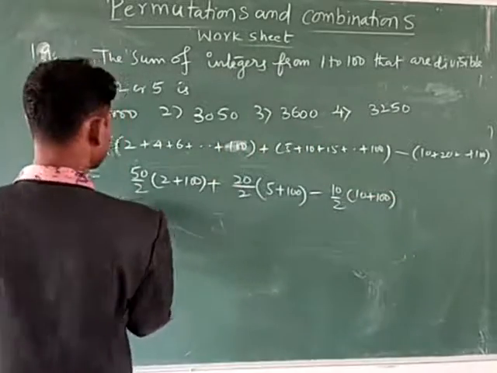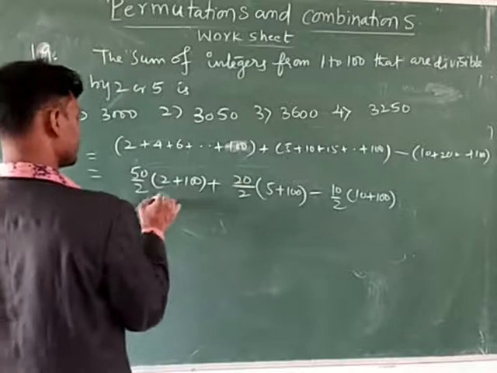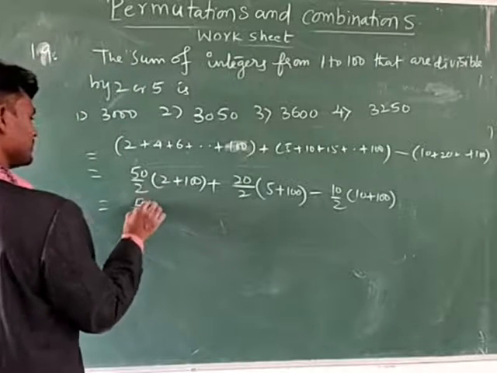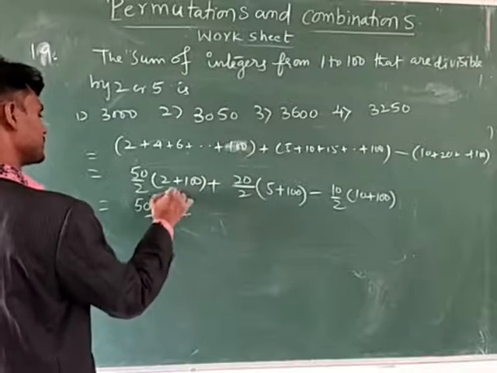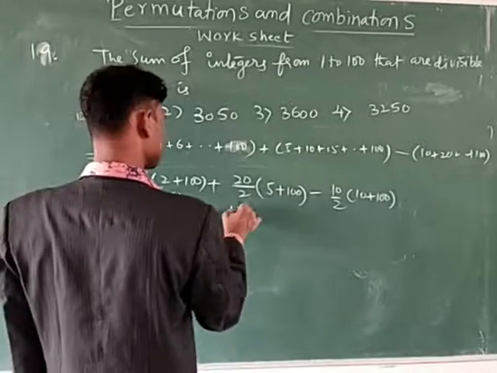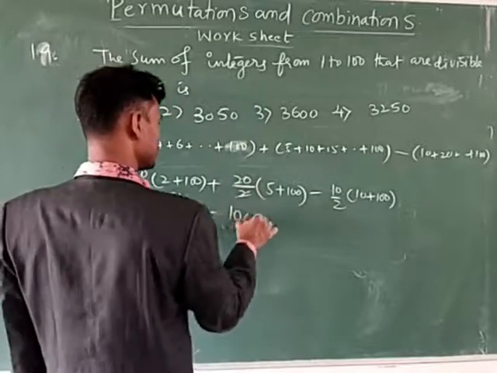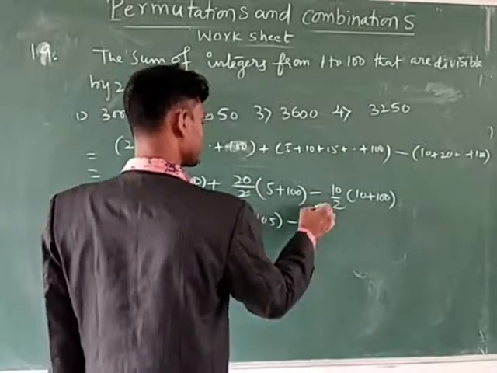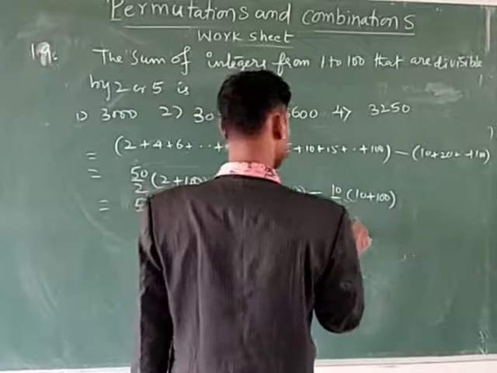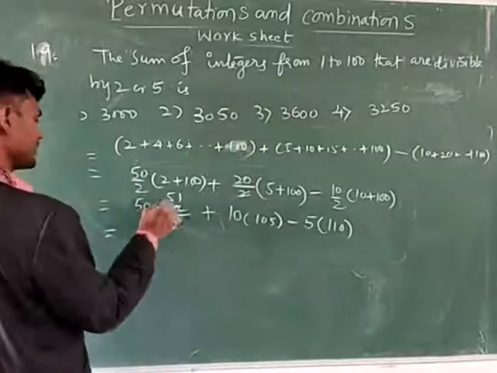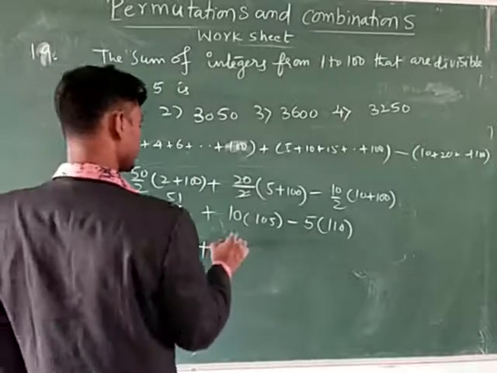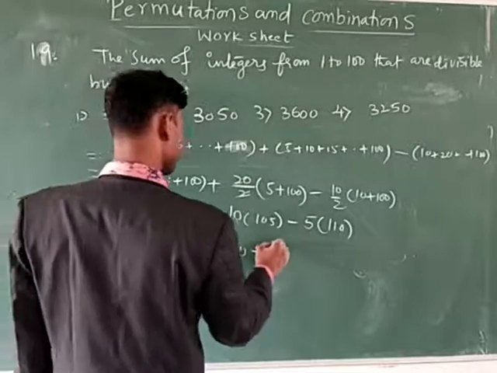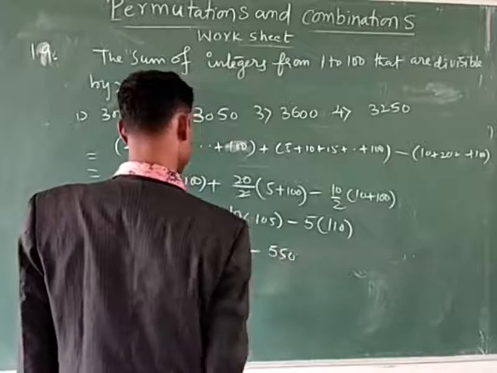Now see here. This is 50 by 2 into 102 by 2. Then 2 ones are 2, 50 ones are 50. Plus here also 2 tens are 20. Then this is 105. Minus this is 5 into 110. Now you have to multiply. 5 ones are 5, 5 5s are 25. Plus here this is 1050 minus 550.